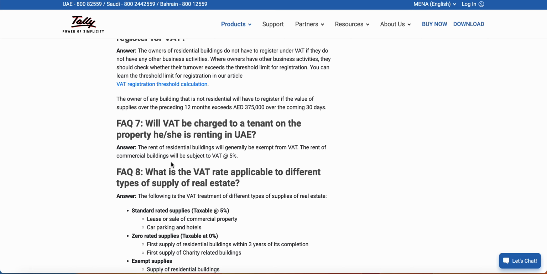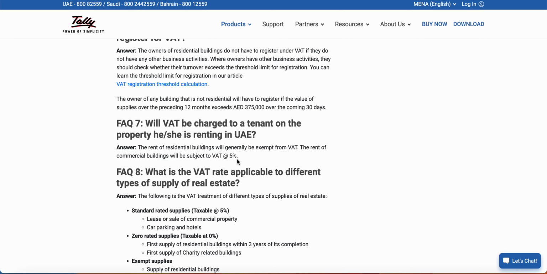The rent of commercial building will be subject to VAT at 5%, meaning that if you are the owner of a commercial building and you rent out that building, then it's your supply of services, and you have to charge 5% VAT on top of your gross rent for commercial buildings.